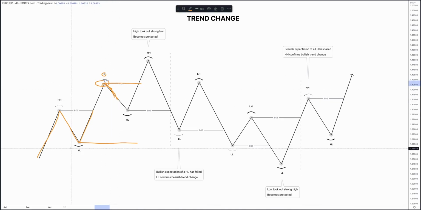But what are we expecting? Well, we know that we have a strong low here. Why is this a strong low? It's a strong low because it broke structure, okay? So the expectation is that price will pull back, but it won't break this low, right? Because it's a strong low, and we're expecting at some point the new higher low is going to form and break this high to form a higher high, right?